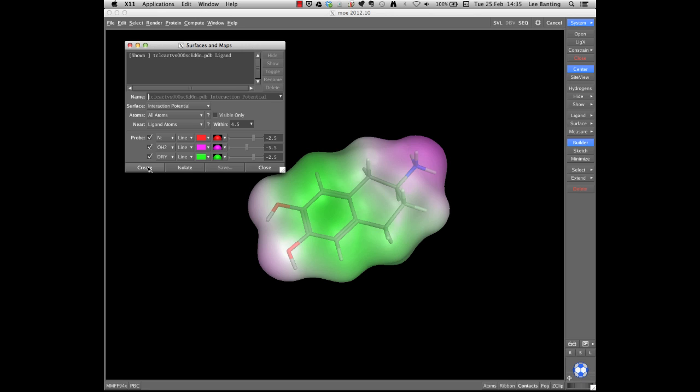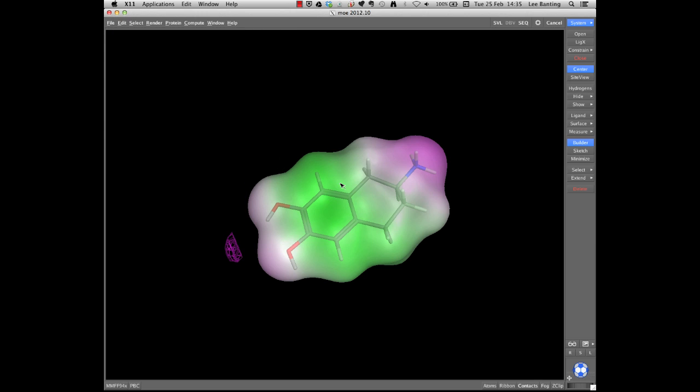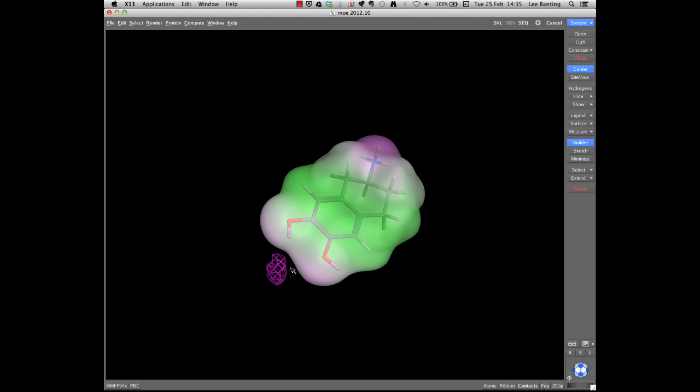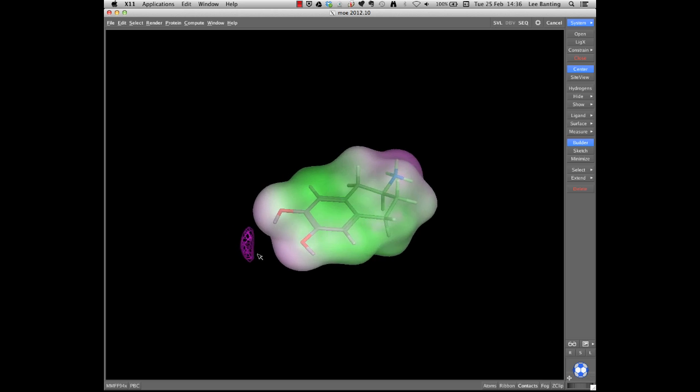So what we're going to do is create that surface. It takes a while to calculate it, and if I turn various things off, I can see how a water molecule would see that molecule in the most favourable place. Now, a water molecule is calculated to interact here quite close to the OH groups. That's what that map is telling us.